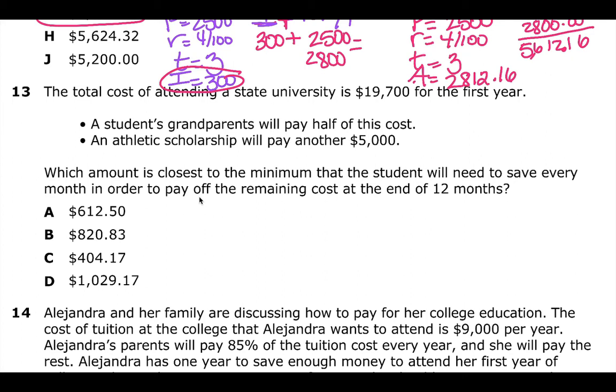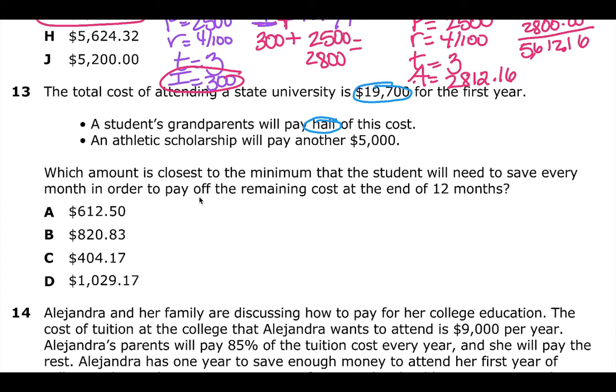Okay, the total cost of attending a state university is $19,700 for the first year. And let's be for real, that's actually like a semester at a state university now. These are old questions. A student's grandparents will pay half of this cost. Those are some really nice grandparents. How much is half?